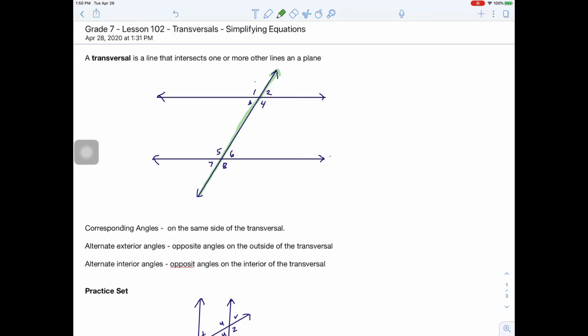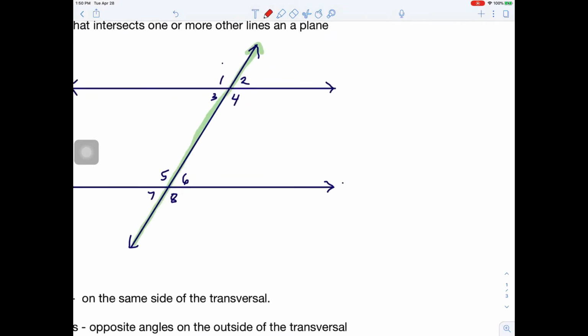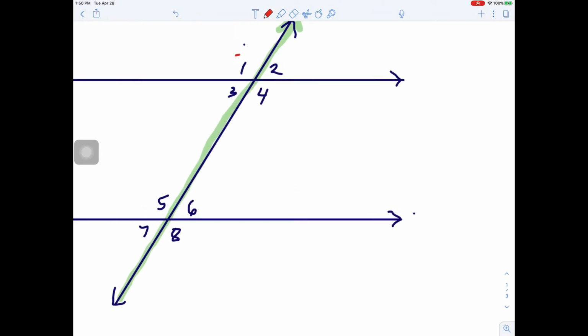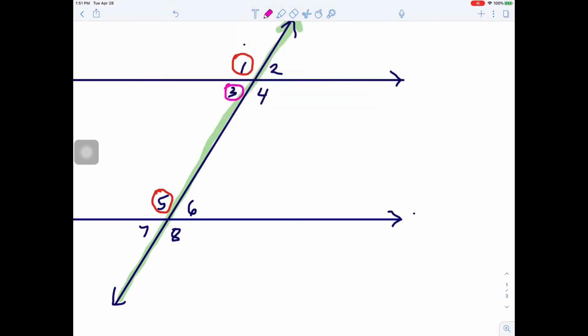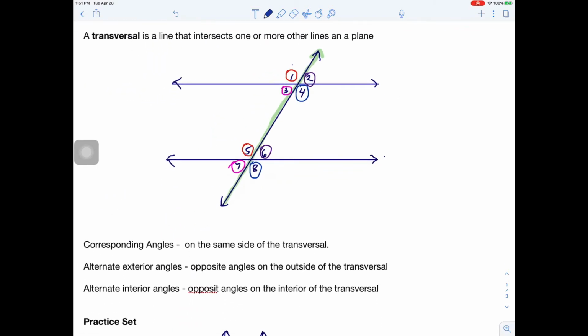Okay? And so what you're going to have is corresponding angles. A corresponding angle would be an angle that's on that line that's the same as another angle. So if you look at this one, 1 and 5 are corresponding angles. So are 3 and 7. That means they're exactly the same angle. So are 2 and 6 corresponding angles. And so are 4 and 8. So we have a whole bunch of corresponding angles.